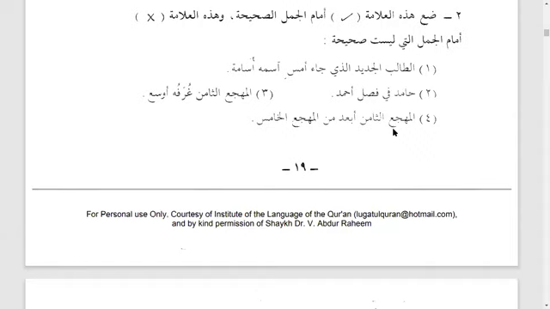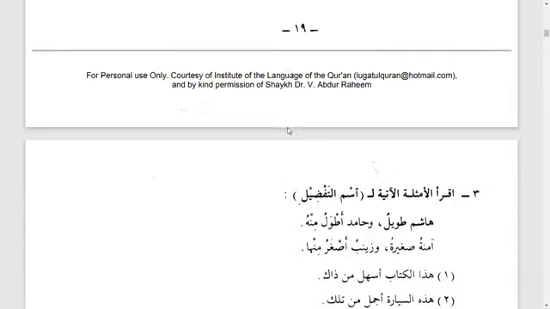All right, number 4. المهجع الثامن أبعد من المهجع الخامس. The hostel number or dormitory number 8 is farther from hostel number 5. أبعد, what is farther? صحيح. Sahih. Okay, so hostel number 8 is farther from hostel number 5. All right.